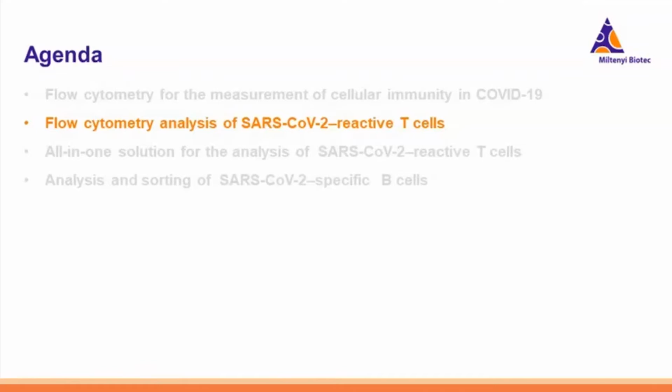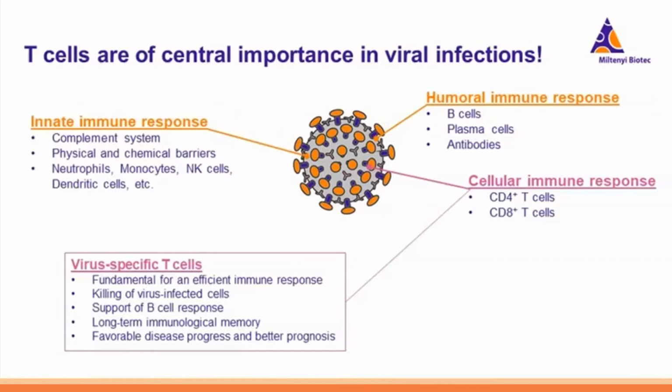I will now continue with flow cytometry analysis of SARS-CoV-2 reactive T cells. So let's just continue with a brief introduction into T cells in general. Why are T cells so fundamental in mounting antiviral immune responses? Apart from the innate immune system and the B-cell mediated humoral immune responses, T cells play a very important, central role in cellular immune responses. Of course, all these parts of the immune system are strongly interdependent and need to work together efficiently to generate antiviral immune responses.